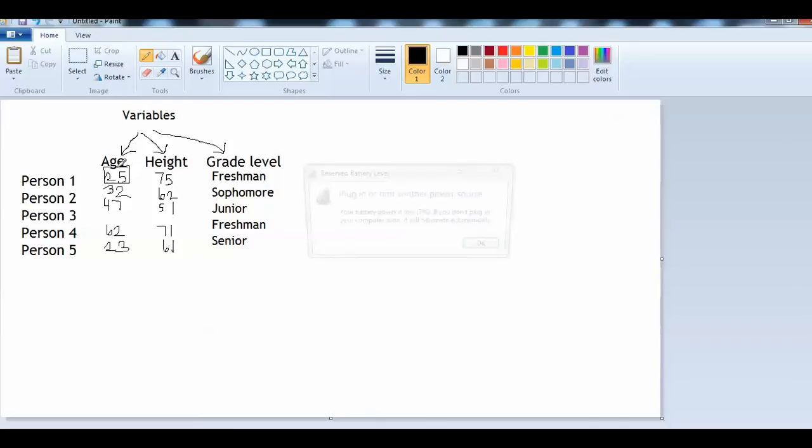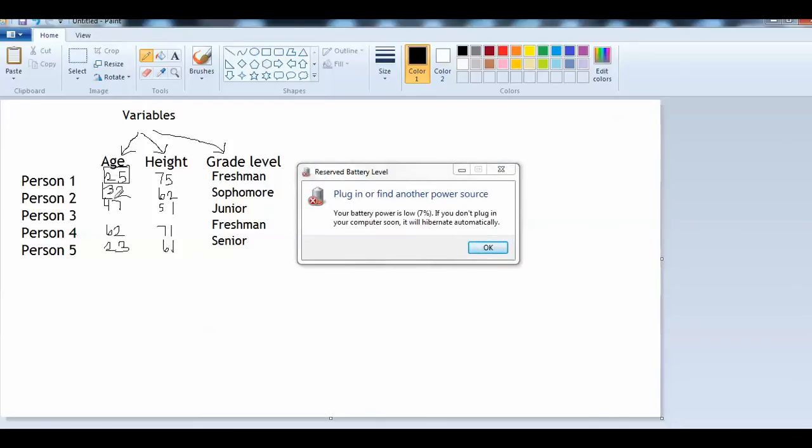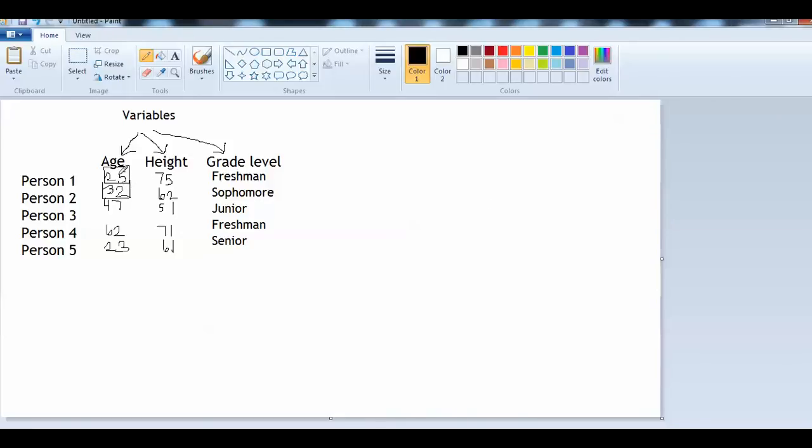So in Excel, this would be a box here, and this would be a box here. So each cell or each box contains a data value, and each column is a variable. So each of the column titles is a different variable. So one way to make the idea of a variable easier to understand or more concrete is to picture it as being the title of a column in the spreadsheet.